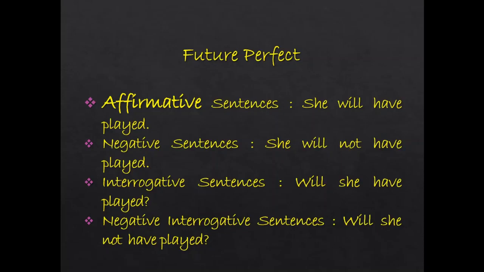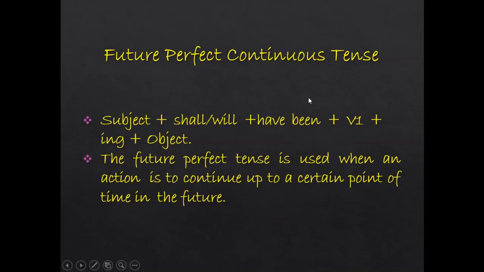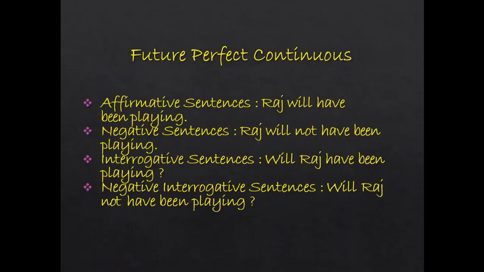Now comes the last one, that is the future perfect continuous tense. First, we will use the subject plus shall or will plus have been plus first form of the verb plus ing plus object. The future perfect continuous tense is used when an action is to continue up to a certain point of time in the future. That means the person will start the game sometime in the future and the action will continue for a certain period of time.